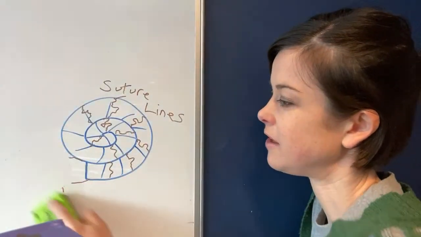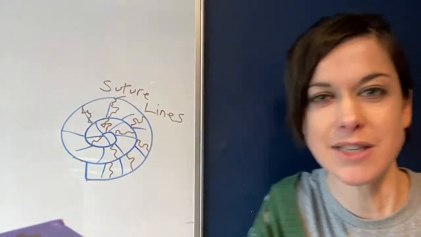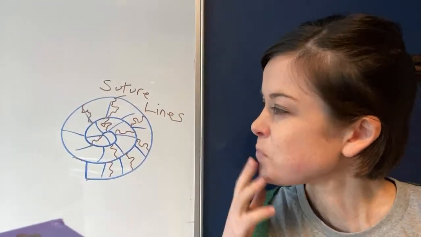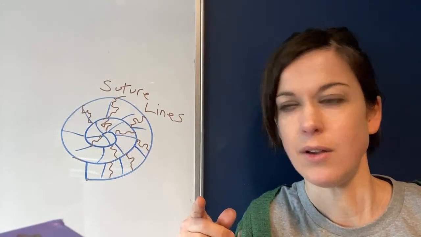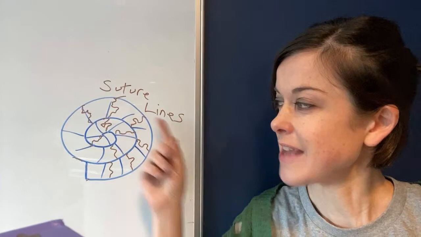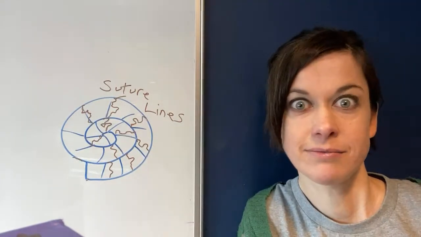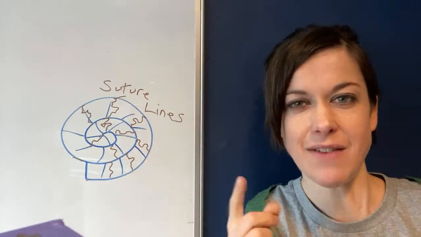I've put these suture lines on. They're the only bit I'm going to label because they're important when it comes to telling the difference between different ammonites, which we will do later. But the last thing I'd like to ask you before we get to our activity is, what does this ammonite shell have in common with your face? What does this ammonite shell have in common with your face?